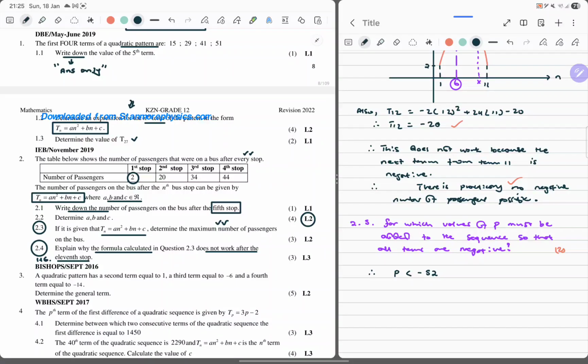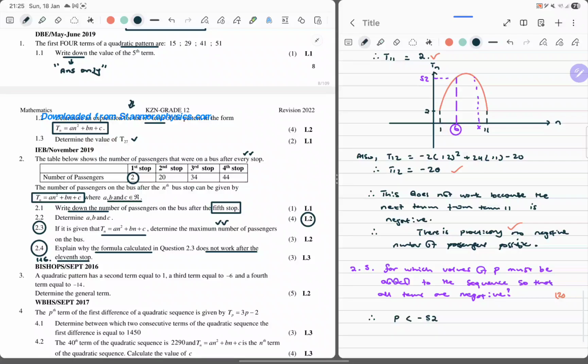Remember, P must take this down. So if we add a value more than 52, all these terms are going to be negative. Remember, the turning point, we don't care about it. It does not exist for this. So again, easy 2 marks. Nice and easy.